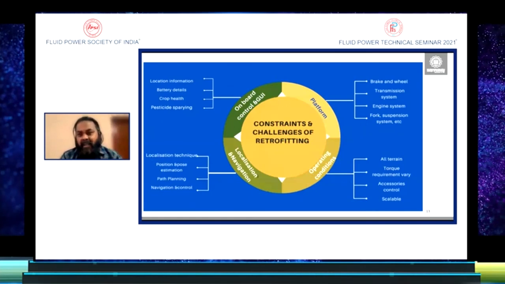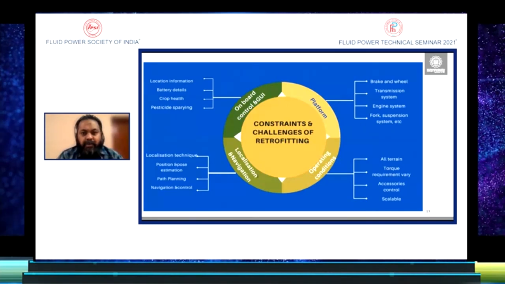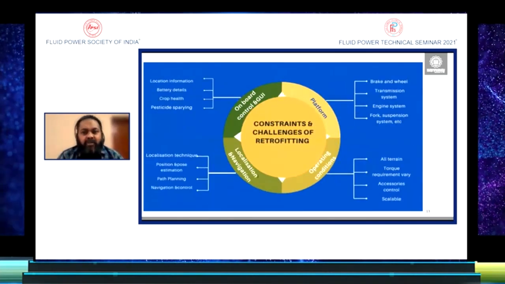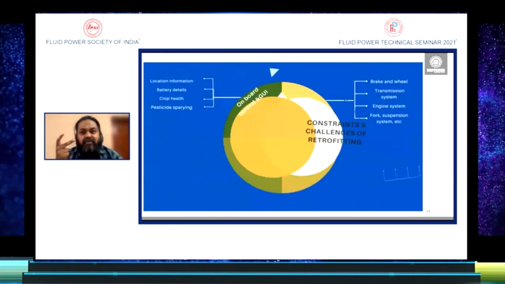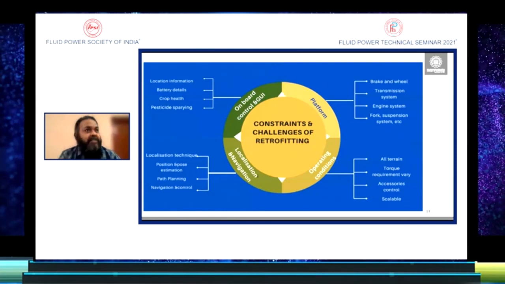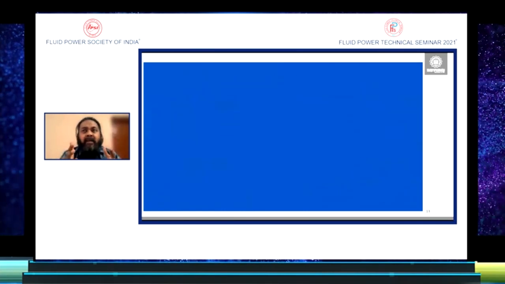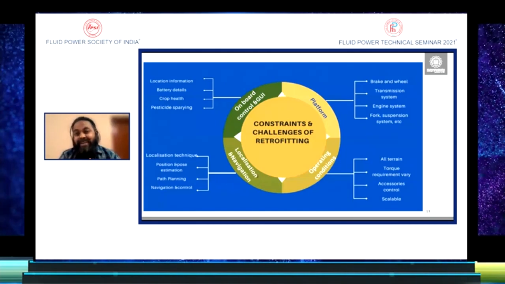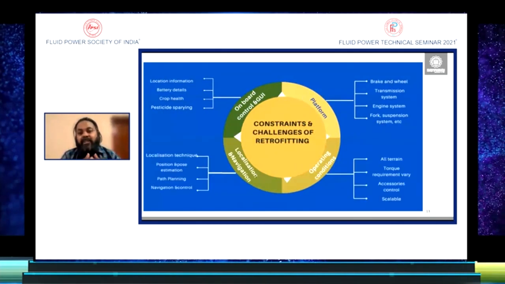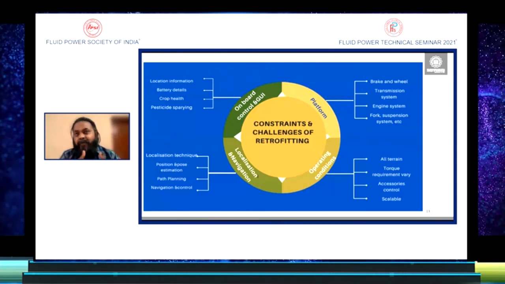So the main constraint for doing this retrofitting is that we do not know what kind of brake, what kind of transmission system, what kind of engine system, the fork and suspension. And basically, these agriculture systems are supposed to work in different terrains, so the torque requirement also varies.